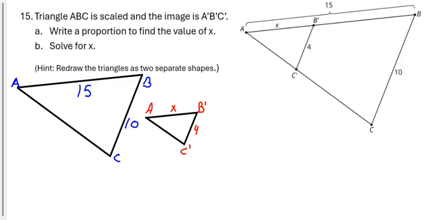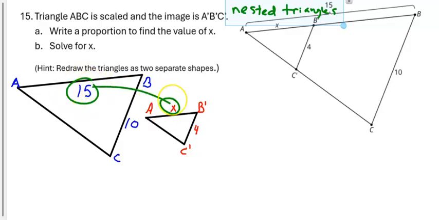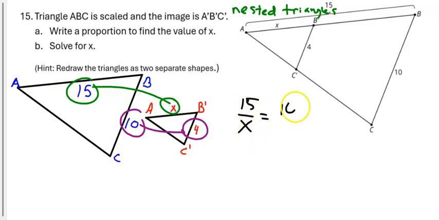Problem 15, again, here's another example of a pair of nested triangles. And so you may find that separating the 2 triangles will be easier, especially if you're trying to separate proportions off from this side. So by separating them, 15 goes to the x as the 10 goes to the 4. So as a proportion, 15 goes to x is equal to 10 goes to 4.